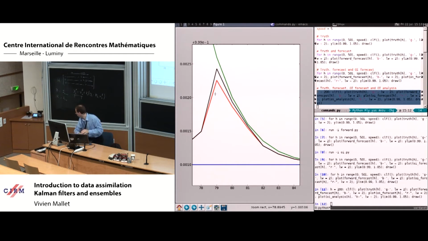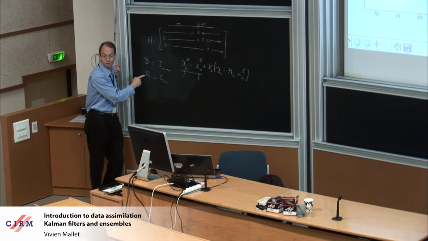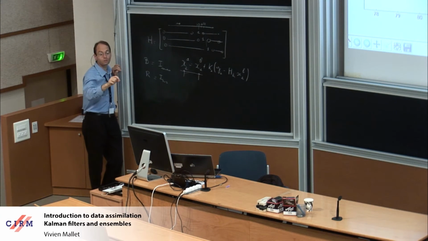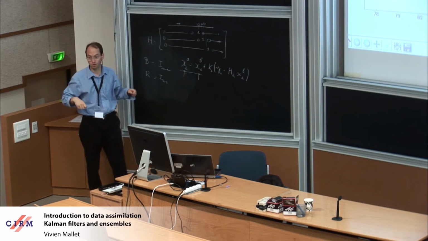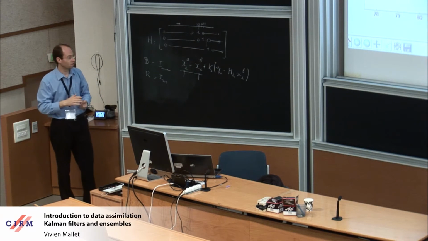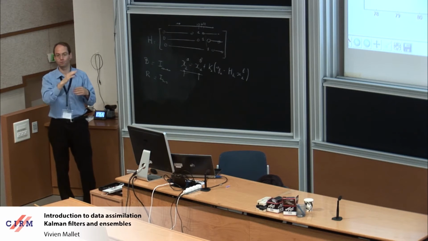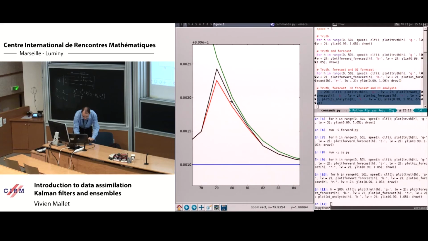Why is that? That's because in B and R, we put the same error variance, 1. So at location 80, for instance, or 79, the error variance is supposed to be 1, and on the observations it is 1 as well. If you remember what Sophie showed, in K you have the ratio between B and R plus B. If you make the computation, you will see that if you have equal confidence between the two, you end up exactly in between, halfway. That's the case here, here, and here.